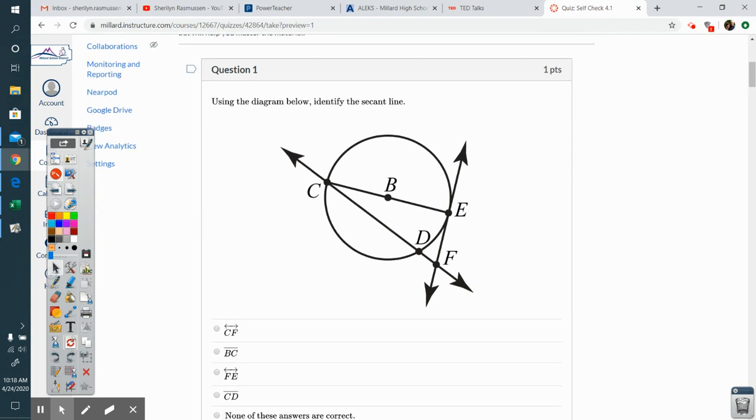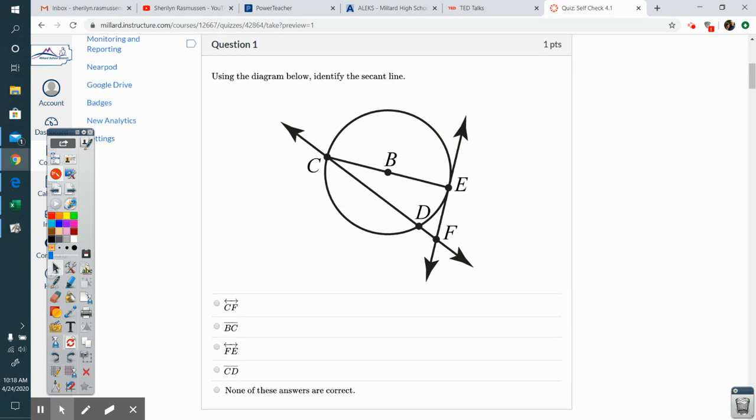Question one, we're going to talk about, and a lot of this particular section is vocabulary and trying to figure out what all of these items are. So we have to start with the basics in order to move on. This first question asks us to identify a secant line. Now the key here is that it says line, not line segment.